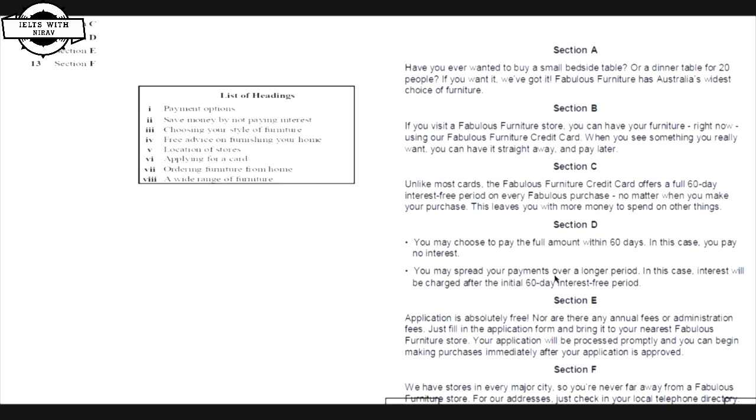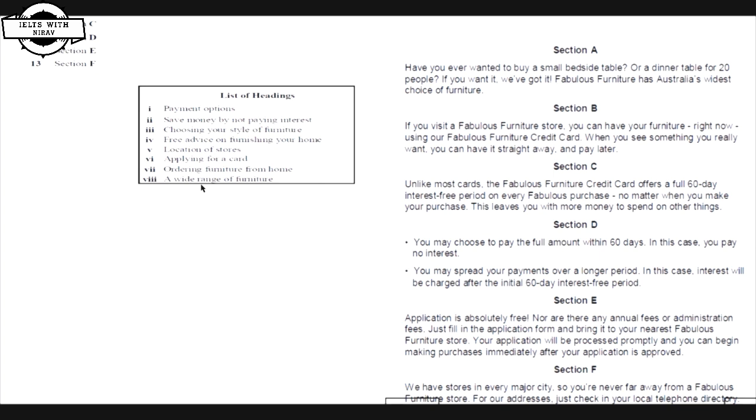You may spread your payments over a longer period. In this case, interest will be charged after the initial 60 days interest-free period. So here I understood one thing. They are offering 2 methods of payment. If you are paying within 60 days, they will not charge even a single rupee of interest. But you can convert it into installments, where interest will be charged after the initial 60 days. You may spread your payments over a longer period. So you can convert it into installments, as well as pay before 60 days. So these 2 are possible options.